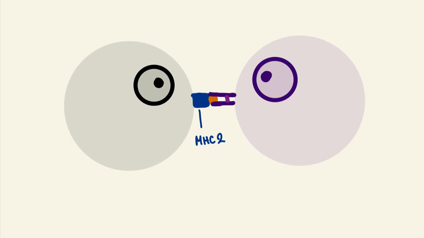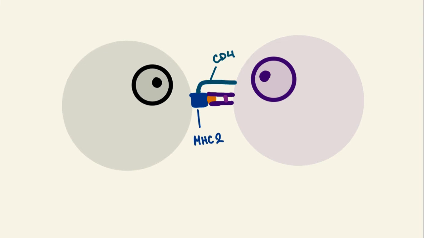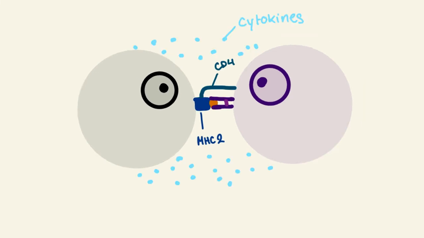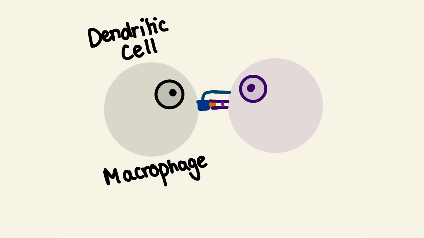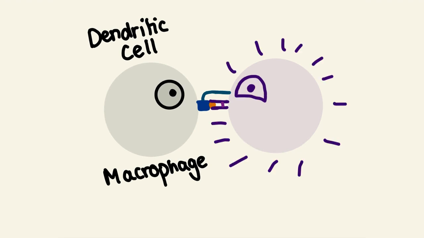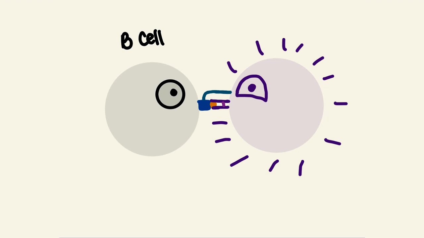Helper T cells bind specifically to MHC class II molecules presented on the surface of APCs with the help of an accessory protein called CD4. They exchange information with the APC using cytokines. APCs like dendritic cells and macrophages help to activate helper T cells, whereas APCs like B cells come to already activated helper T cells to get activated.